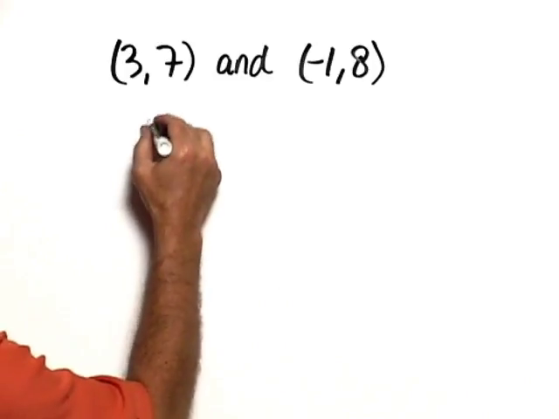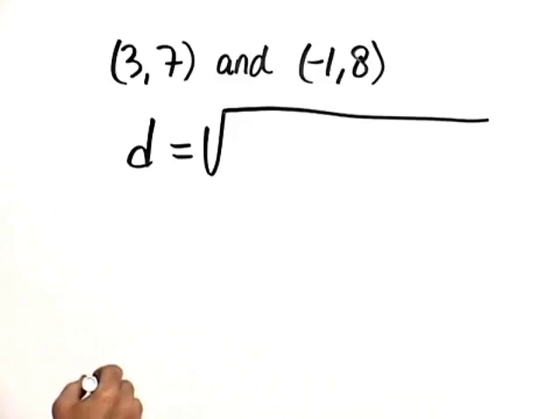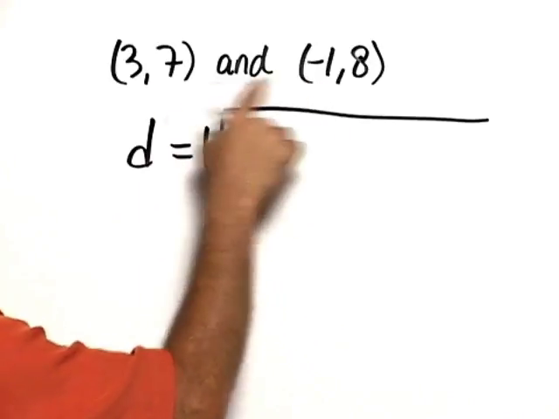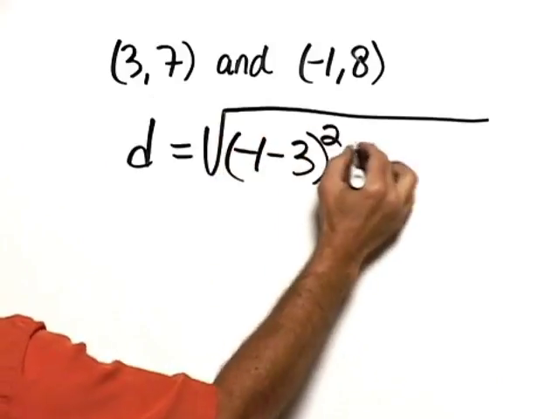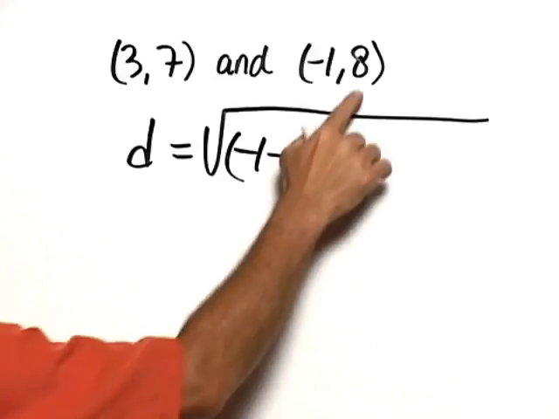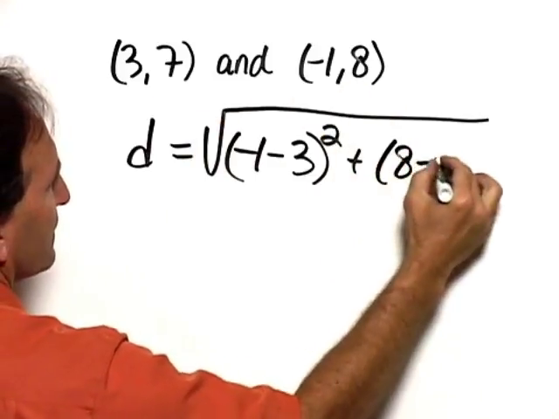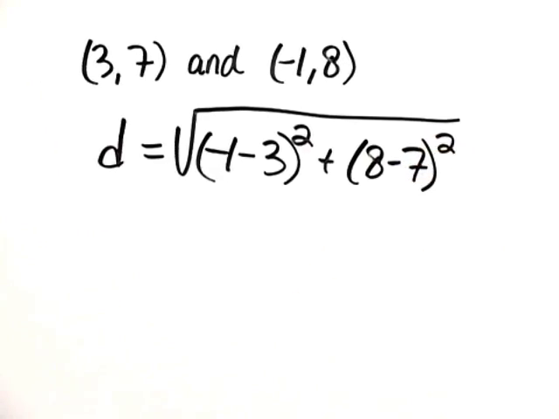Remember, the distance formula tells us d is equal to the square root of the difference in the x's, x2 minus x1, squared, and add to that the difference in the y's, so y2, which is 8, minus y1, which is 7, quantity squared.